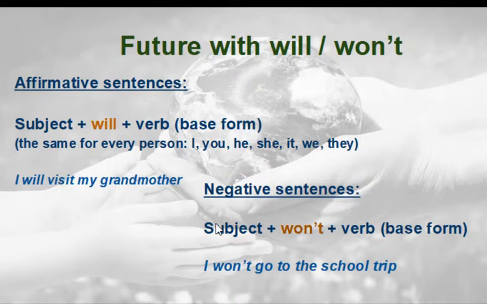So for negative sentences, we do exactly the same, but we add will not. That is contracted to won't. So if we want to make a negative sentence in the future, we just add won't. I won't go to the school trip.